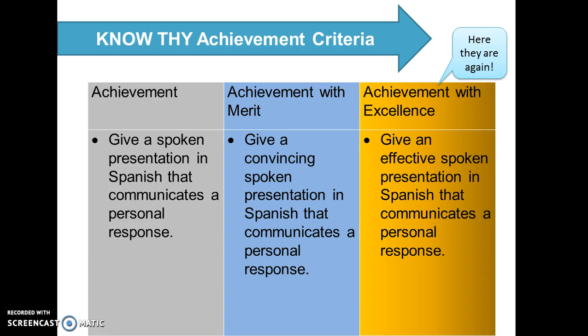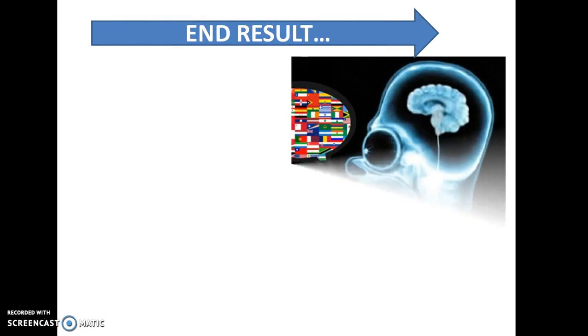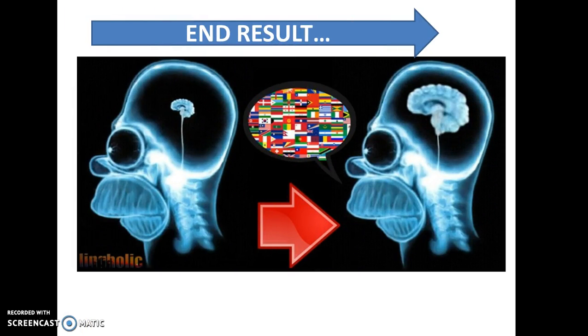So you really need to know the achievement criteria. Here they are again. At achievement, you give a spoken presentation in Spanish that communicates a personal response. To achieve with merit, the spoken presentation has to be convincing. Remember, that means credible and connected. To achieve with excellence, it needs to be an effective spoken presentation. Remember, that means controlled and integrated. The end result means that you'll have grown your brain a little bit more, and that's a worthwhile thing to have done.